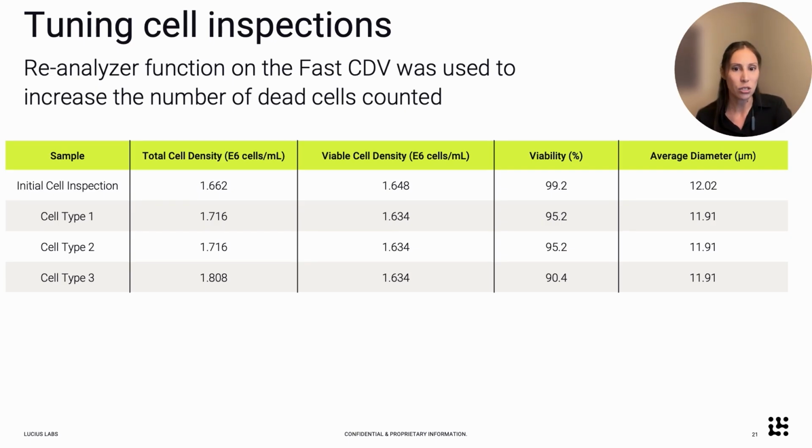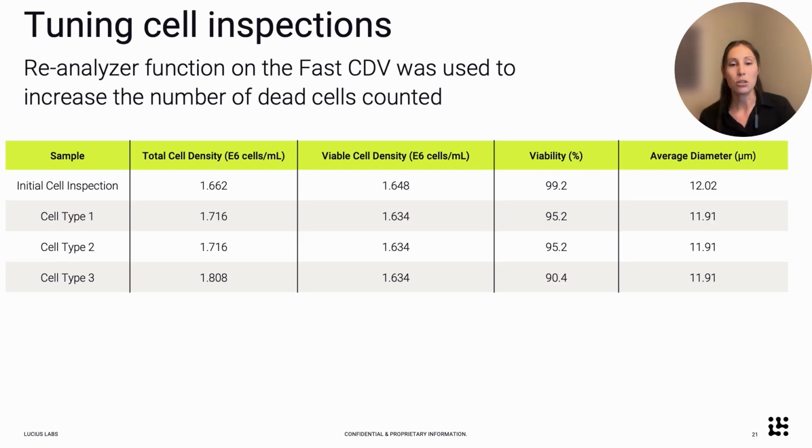So we weren't actually changing the number of viable cells that were being counted, but what we did change was the number of dead cells that were being counted. So we were able to refine this and increase the number of dead cells that were accurately being determined as dead cells. And so this reduced our viability, but we were a lot more confident that we were capturing the most accurate viability, but weren't actually changing what the viable cell density was, what the average diameter was. We were simply just capturing more of the most accurate information.